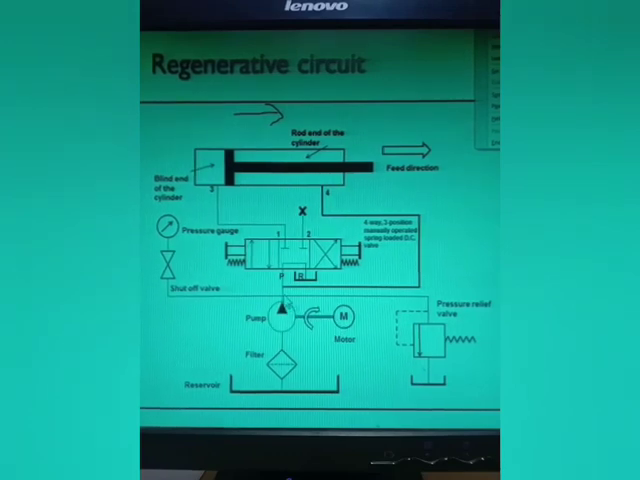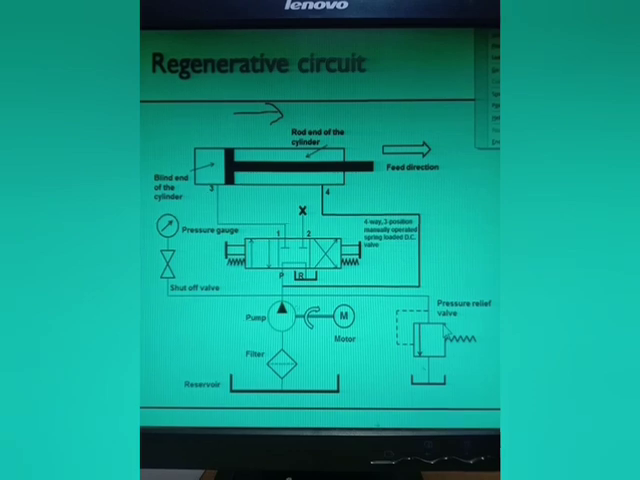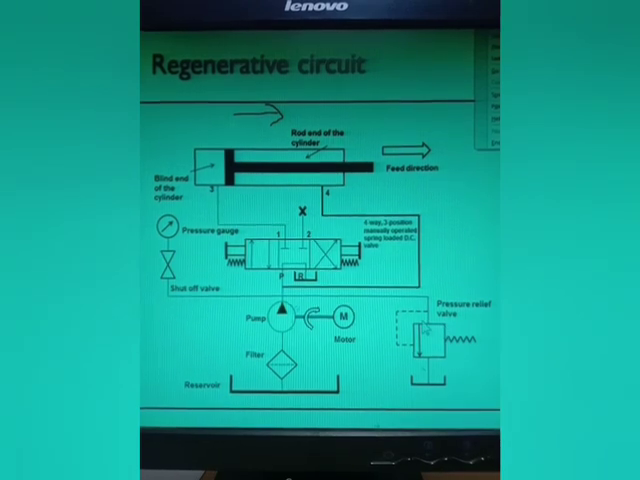Then to the pump, we generally fit the pressure relief valve. It will make the system safe, so if a higher pressure is built up in the system, that can be taken off with the help of the pressure relief valve. So it is the safety device. Then this is the pressure gauge and shutoff valve. It will indicate the pressure from the pump line.